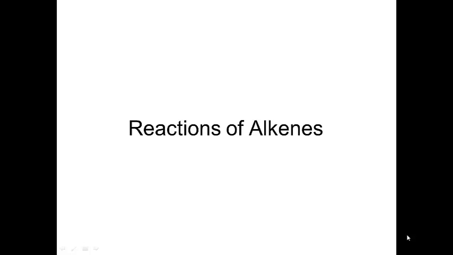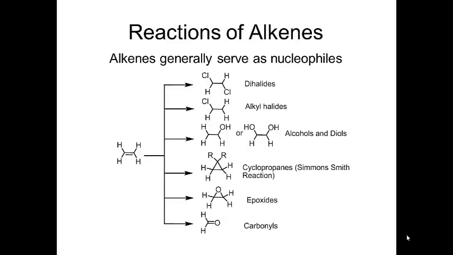Okay, so let's talk about some reactions that alkenes do, and I'm just going to introduce a reaction tonight in preparation for class. So, first of all, alkenes are generally nucleophiles, and these are some of the reactions that are possible. You can convert an alkene into a dihalide. You can convert an alkene into an alkyl halide. You can convert an alkene into an alcohol or a diol. Just depends on the conditions. To a cyclopropane. You can convert it into an epoxide, or you can even take the alkene and convert it into a carbonyl. All right.